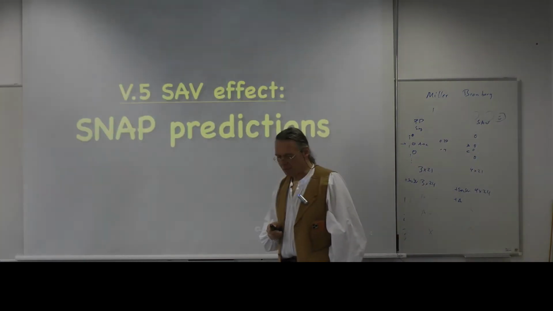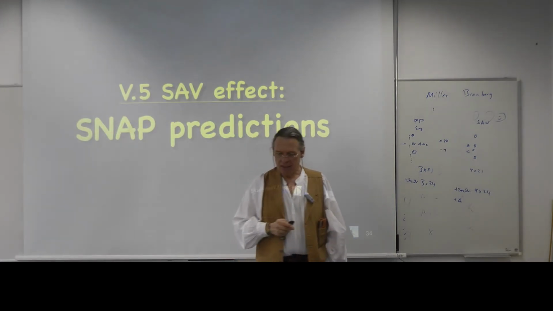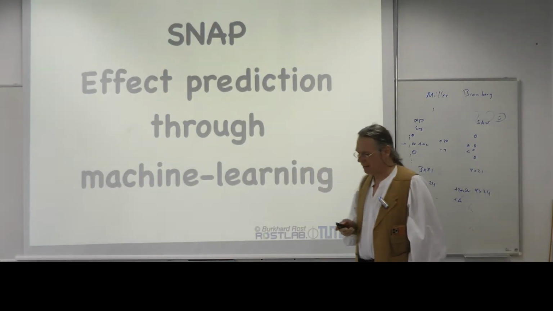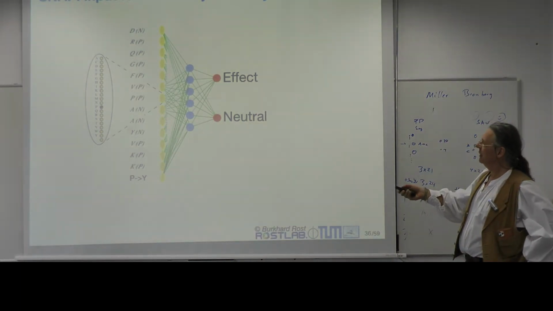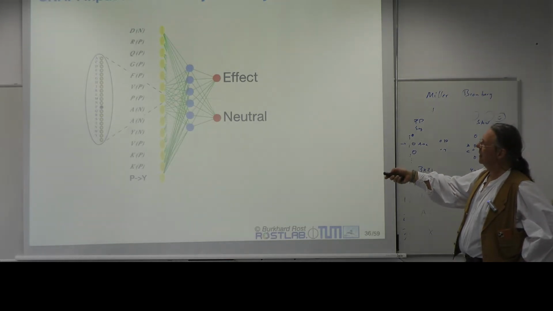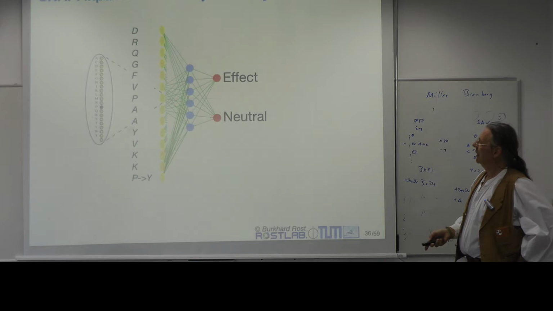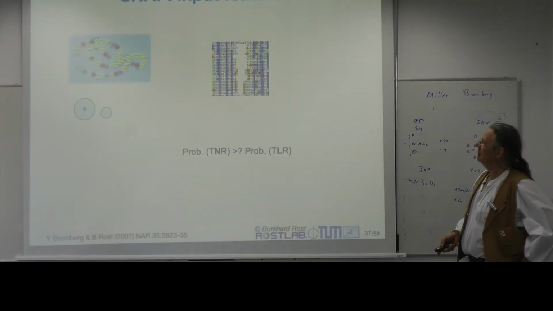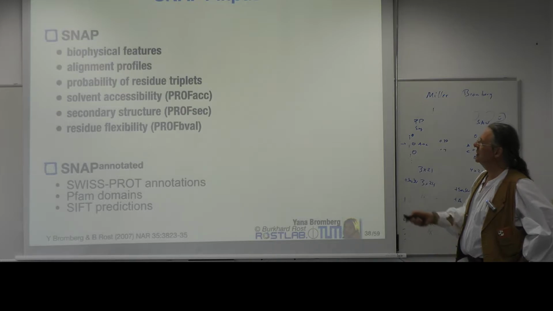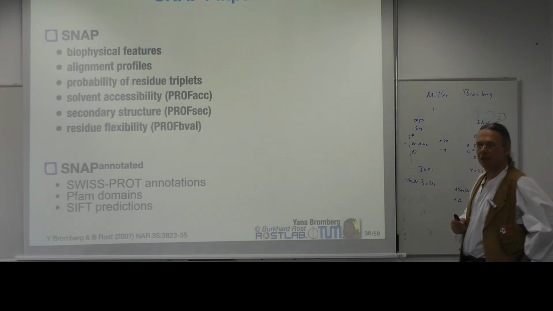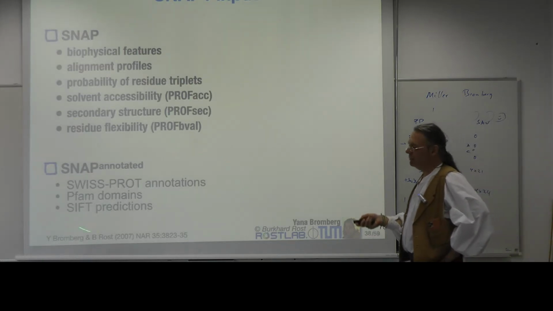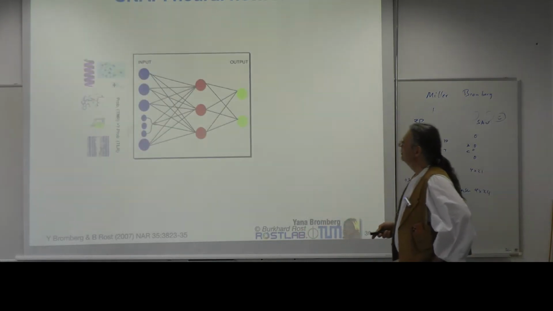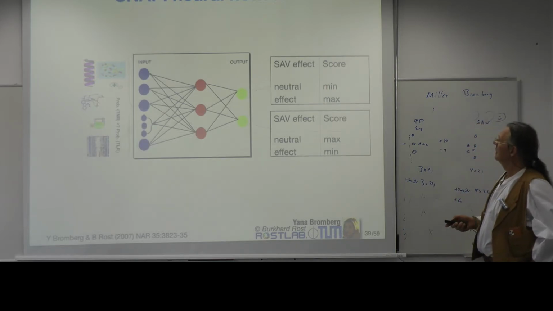And ultimately, I'm bringing in SNAP now. Sorry, I forgot that I have this slide in here. So this is exactly what I said. You have the 13 times 21 amino acids, and then there are some other input features that I have. Sorry for the animation. Biophysical features, alignment profiles, probability of residue triplets. That, in fact, is the statement that you had already. Solvent accessibility, secondary structure, residue flexibility, and then some from annotations. You use all of this and you predict SAF effects.